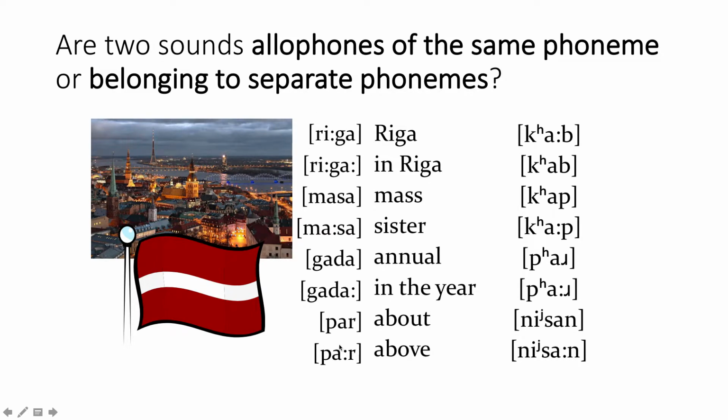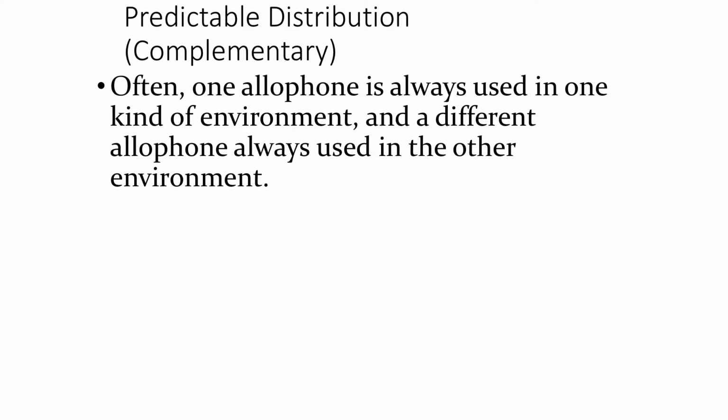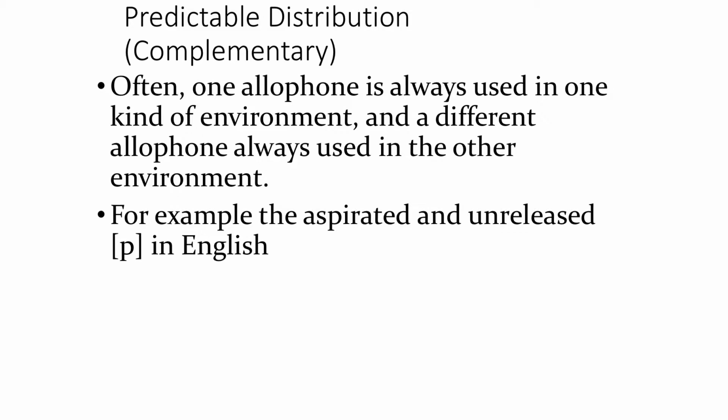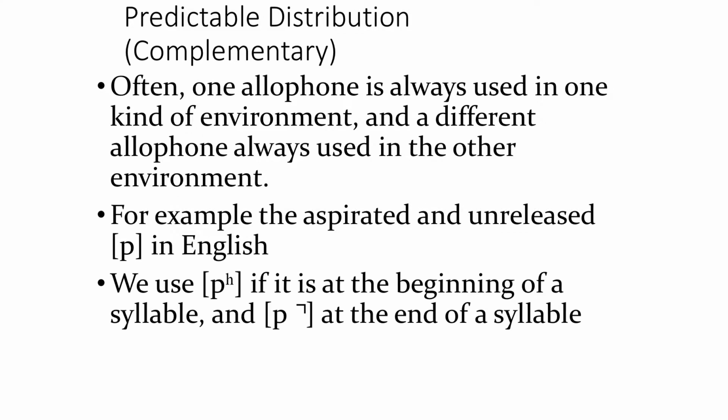It's important. It's used to make a distinction between words. Sometimes one allophone is always used in a particular environment or particular setting next to a certain group of sounds, and then a different allophone of that same phoneme is always used in the other environment. We call this complementary distribution. For example, aspirated and unreleased P in English. There's a clear pattern about this. We use the aspirated allophone of the P phoneme, the one that sounds like P, if this occurs at the beginning of a syllable. We use the unreleased version of this up, if this occurs at the end of a syllable.